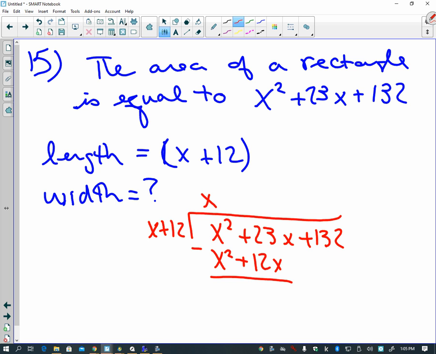What do I do with those things? Subtract. Okay, what do I get? 11. 11 what? 11x. What happened to the x squared minus x squared? Canceled out. Okay, now what? Oh, here. Raven's here. Okay, I'm going to scoot you over here. Okay. Does that help? All right, now what? Bring down the 132. Okay. Now what?